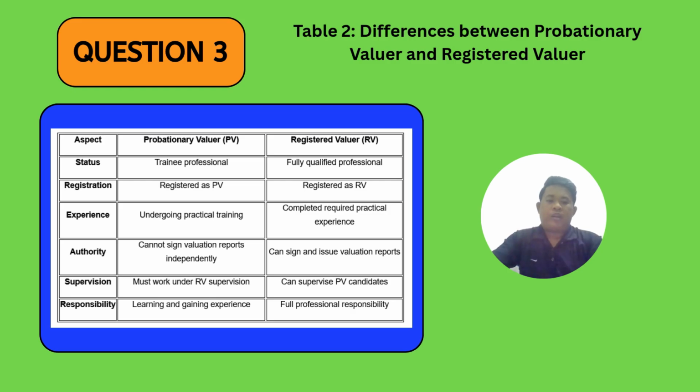Responsibility for probationary valuer and registered valuer: for PV, learning and gaining experience; for RV, full professional responsibility. For authority, PV cannot sign valuation reports independently, and RV can sign and issue valuation reports. For registration, PV is registered as PV and RV is registered as RV.